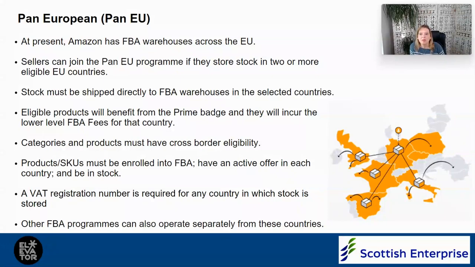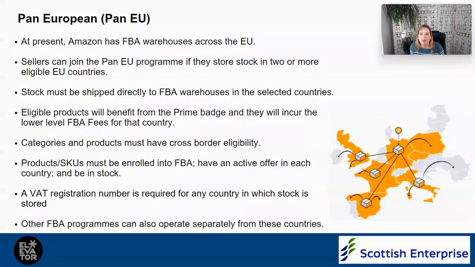But aspects of the model have changed now, and so any UK seller who wishes to use Pan-EU is required to send their stock directly to the FBA warehouses in the EU countries of choice. So in other words, Amazon will no longer ship or distribute any bulk FBA stock from the UK to the EU. They will only distribute stock that has been shipped to the EU first, and you can understand why it has to be that way.